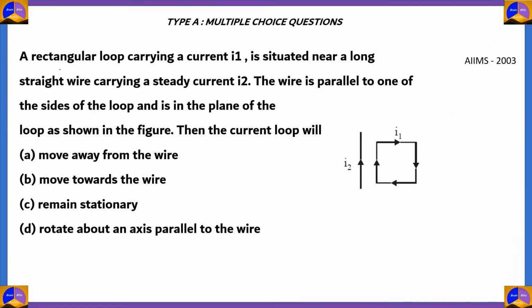Next question. A rectangular loop carrying a current I1 is situated near a long straight wire carrying a steady current I2. The wire is parallel to one of the sides of the loop and is in the plane of the loop as shown in the figure. Then the current loop will: A, move away from the wire; B, move towards the wire; C, remain stationary; and D, rotate about an axis parallel to the wire.